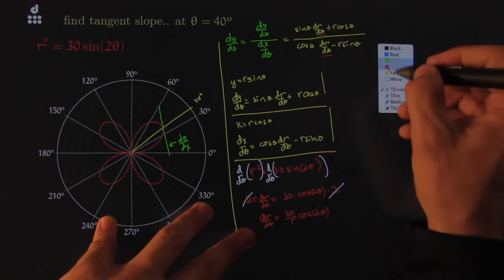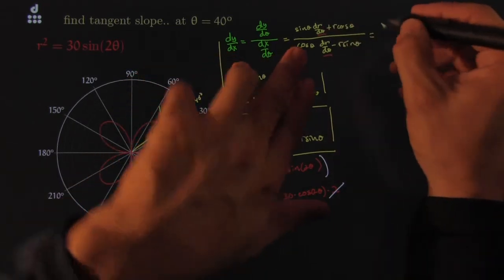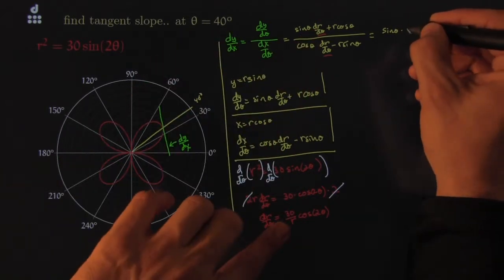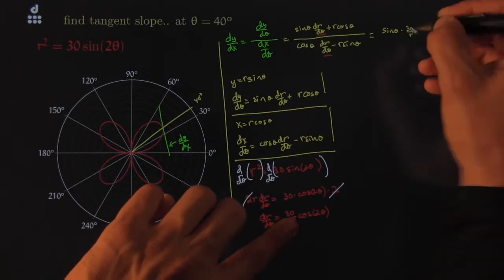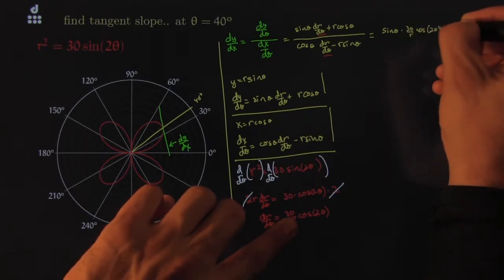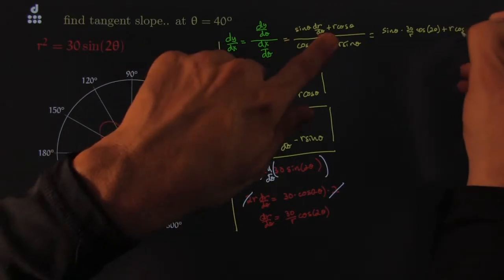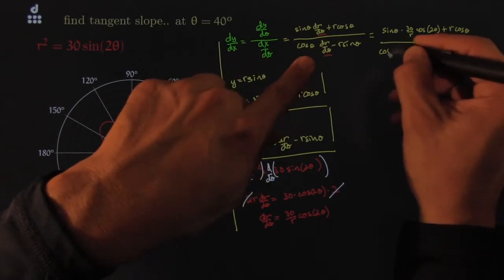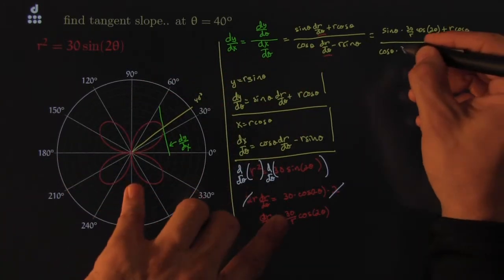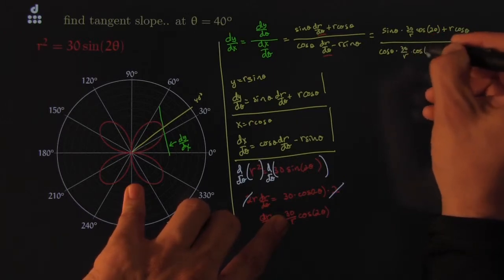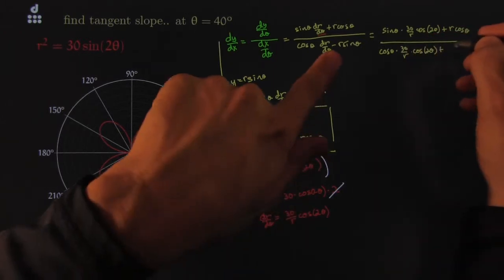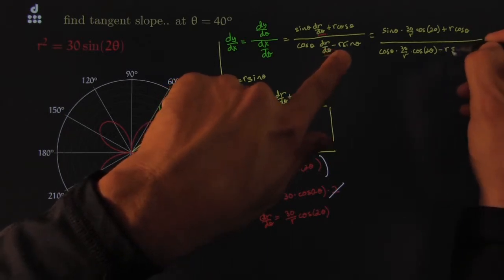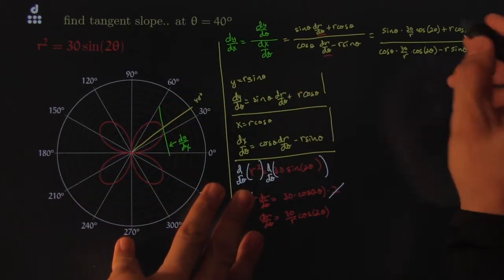So this becomes, let's go back to yellow, sine theta times dr d theta. So it would be times 30 divided by r times cosine of 2 theta plus r cosine theta. All that over cosine theta times dr d theta, again 30 over r times cosine 2 theta, no, that would be minus, right? Minus r times sine of theta. Perfect.